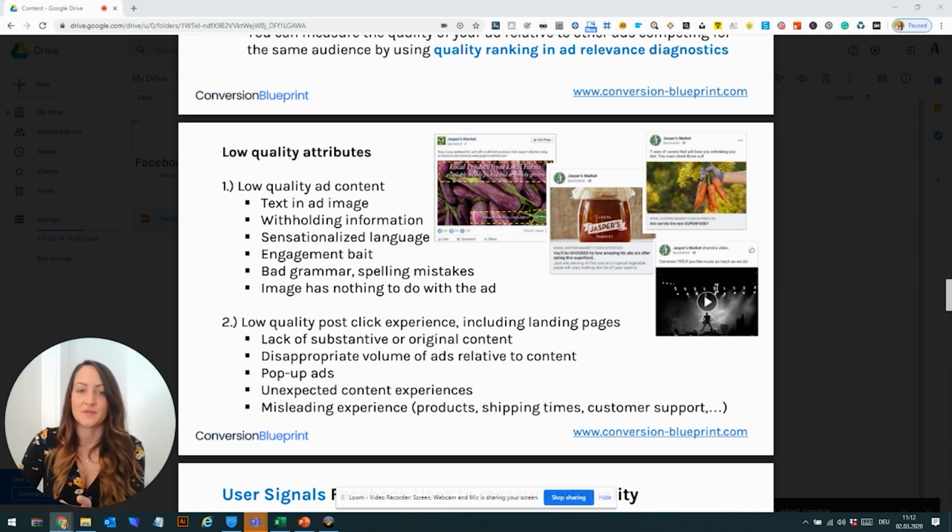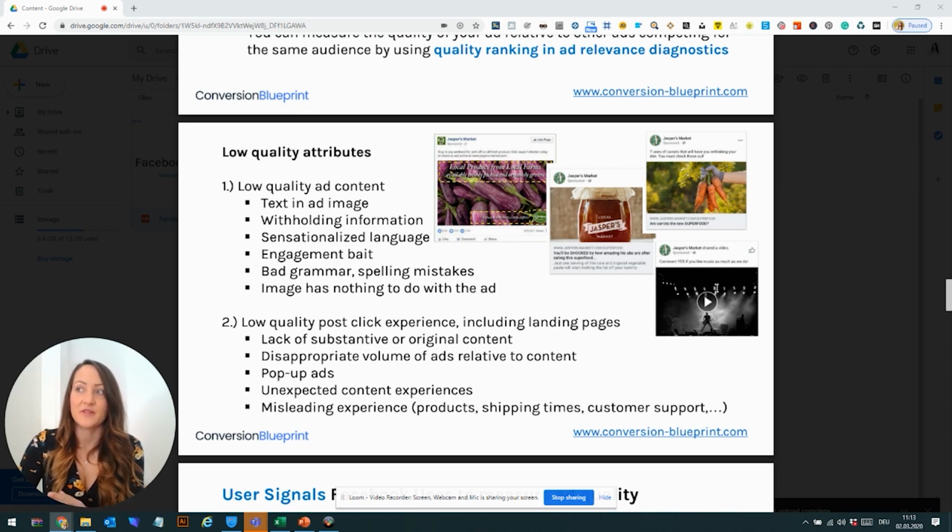If your landing page lacks original content, if it has a disproportionate volume of ads with content, if you have a pop-up ad coming up right away, or if you have an unexpected content experience. That could be something where, for example, you send the user to a blog post and then you only show a snippet and that user has to click further and further and further to read more. This is considered low quality by Facebook. Or if you have a misleading experience. So if, for example, your product is unclear, if your shipping times are unclear, if your customer support is unclear, then this will also be considered low quality.